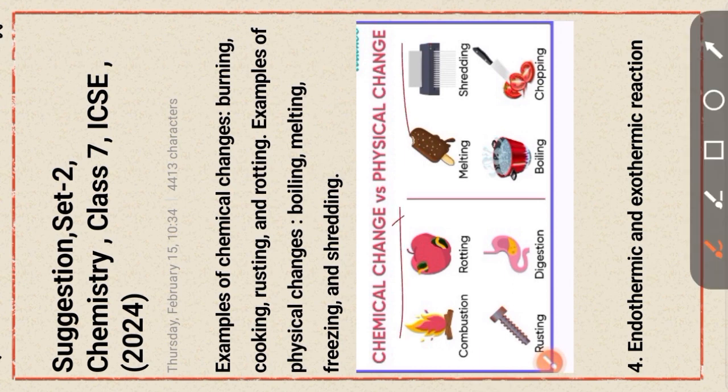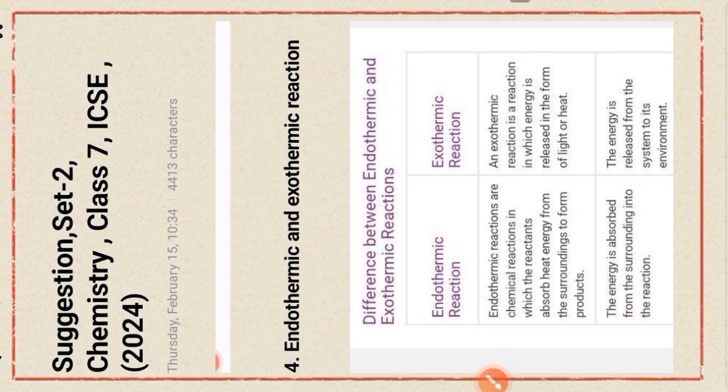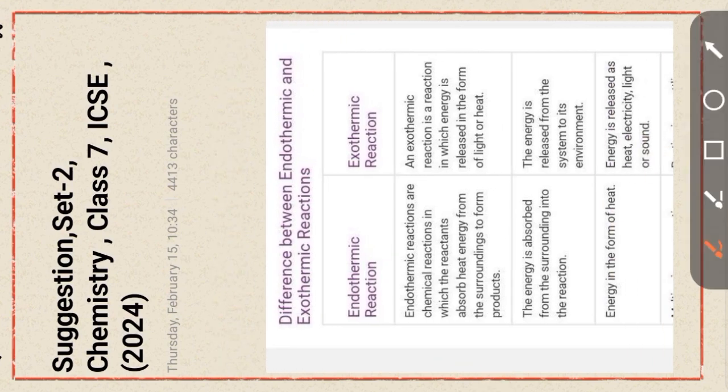Okay, this is a type of chemical change, this is a type of physical change. Next, the difference between endothermic and exothermic reactions. Endothermic reactions are chemical reactions in which the reactant absorbs heat energy from the surroundings to form the product. But the exothermic reaction is a reaction in which energy is released in the form of light or heat.